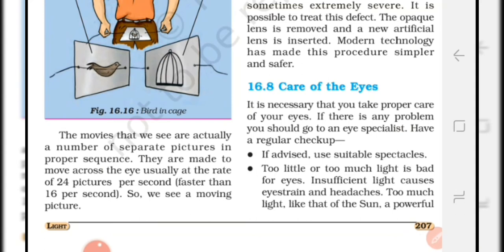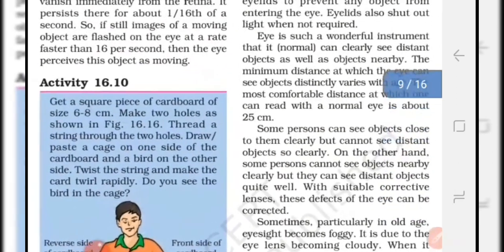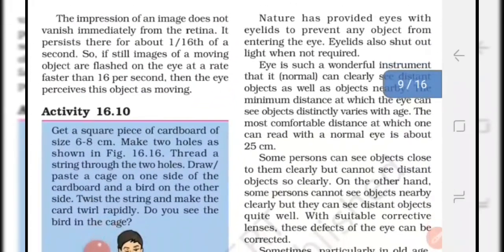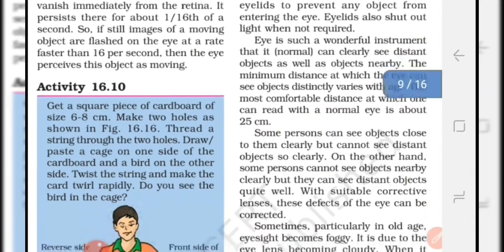Students, now it is easy for a person with normal eyesight to see both nearby and far objects clearly. But what is the least distance of distinct vision?